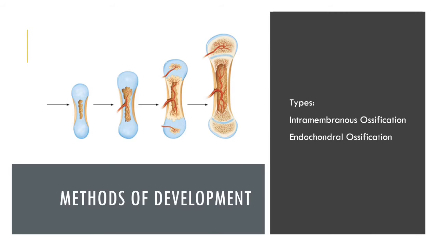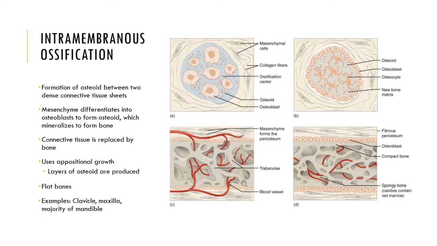There are two ways that bones are developed. The first is intramembranous ossification, and the second is endochondral ossification. In intramembranous ossification, osteoid forms between two sheets of dense connective tissue.